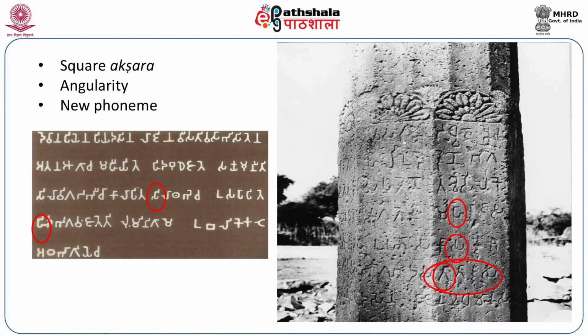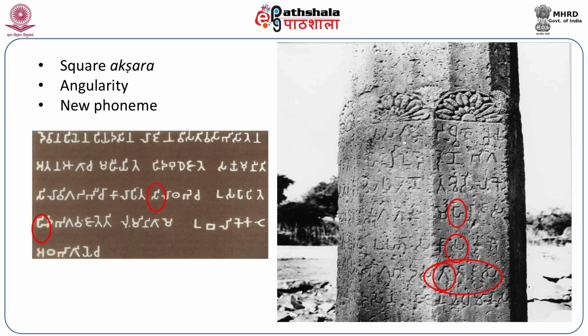If we compare the monumental script of Rumindai and the later 2nd century BCE script found in the famous Besnagar inscriptions from central India, we can clearly see 3 developmental features: the squarization of the aksharas, the angularity of the aksharas, and finally the emergence of new phonemes.